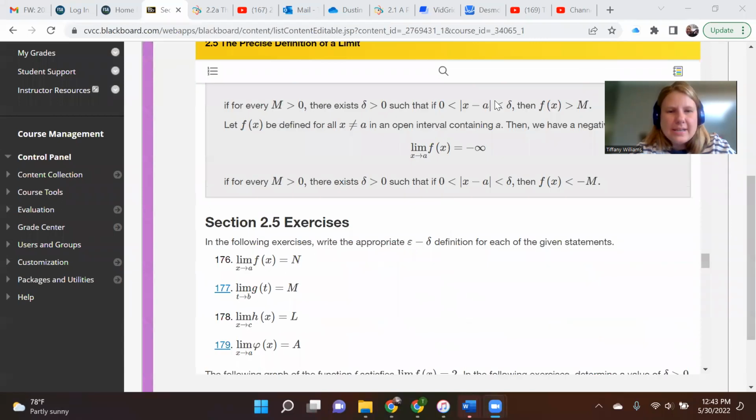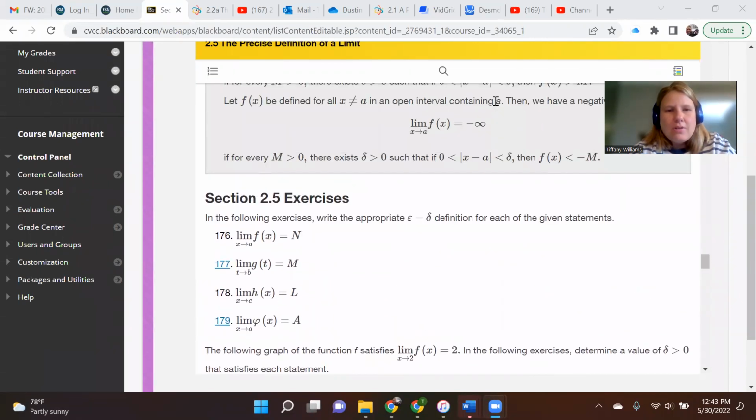So let's look at number 177. In the following exercises, write the appropriate epsilon minus delta definition for each of the given statements. So they want me to write out that expanded piece of this. In number 177, they give me the limit as t approaches b of g of t equals m. If you're having a hard time visualizing this, I recommend that you pause the video, go back to that definition, and write it down so that you can look at it as we go through this. Okay, so here's what happens.